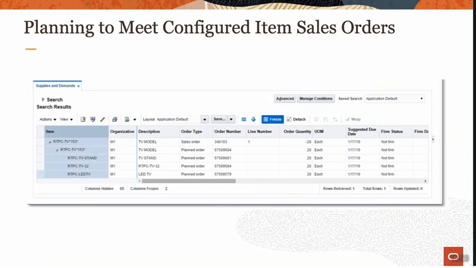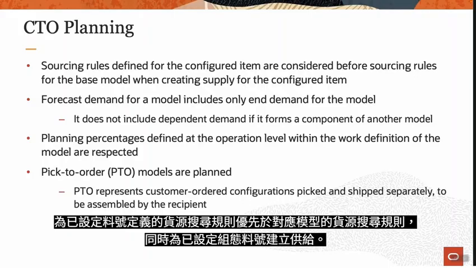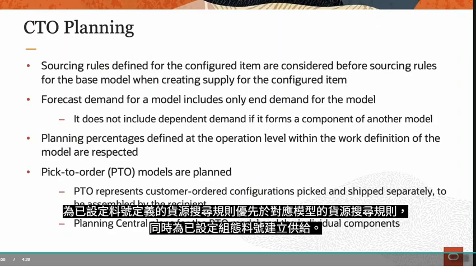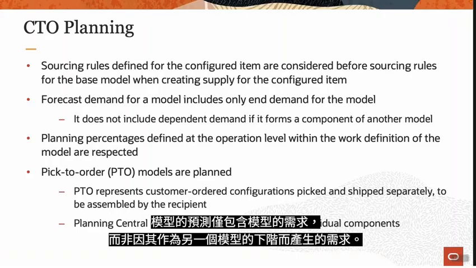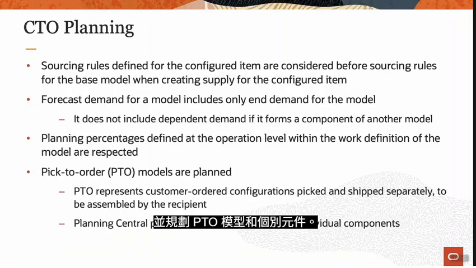Here are a few more considerations around CTO planning. Sourcing rules defined for the configured item are given precedence over that of the corresponding model while creating supplies for configured items. Forecast for a model includes only the end demand for the model and not demand that arises from it being a child of another model. Any planning percentages that may be defined at the operational level within a work definition are respected by planning, and PTO models and individual components are planned. Our next topic will discuss ATO model work definition, so let's get right into it.